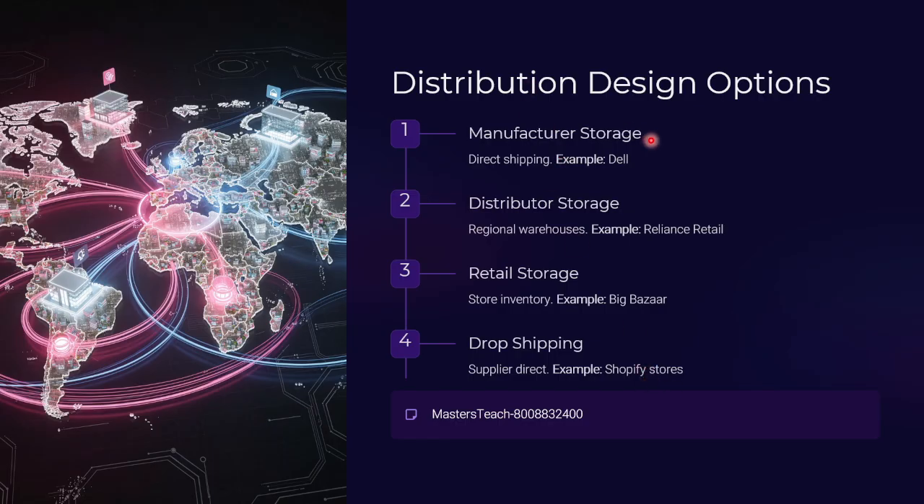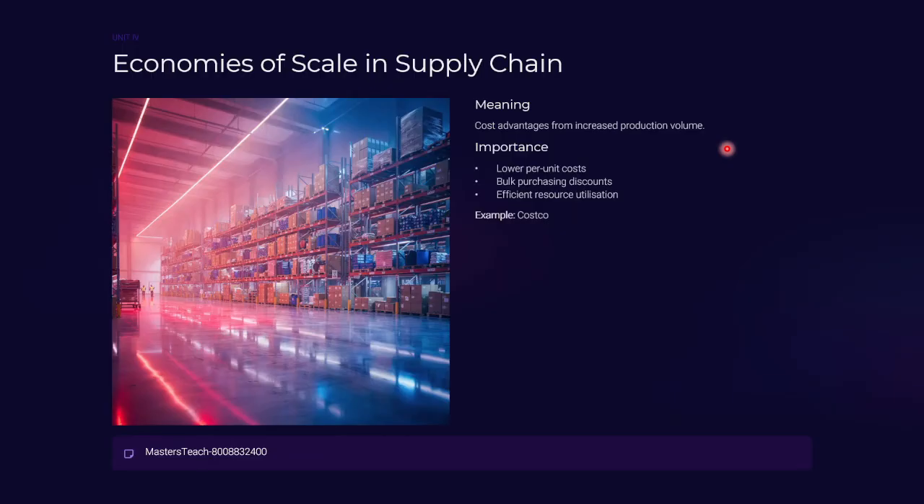So these are the distribution design options. Okay, then economies of scale in supply chain management. Meaning, in order to have cost reduction, increase the production volume. The importance is, if there is more inventory or more production, automatically the cost of the product will be down. So lower per unit cost, bulk purchasing discounts, and efficient resource utilization. Example, Costco. Okay, these are the economies of scale in supply chain.